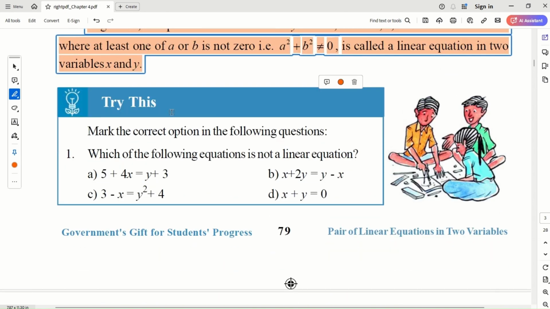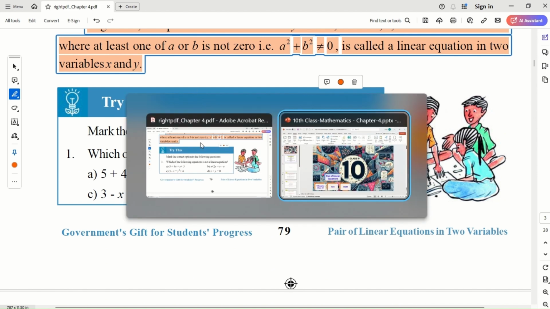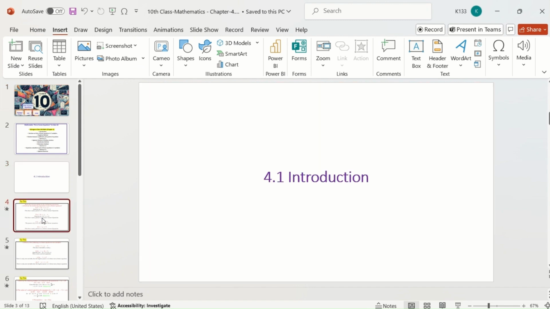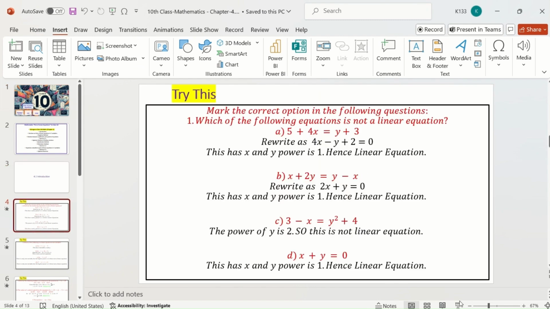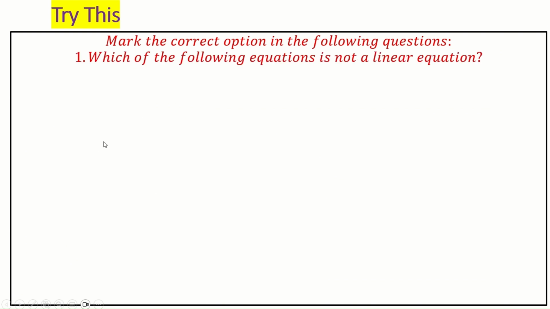Now let's do these examples which are given. Mark the correct options in the following questions. Which of the following equations is not a linear equation? 5 plus 4x equal to y plus 3. If you bring both y and 3 to the other side, the equation becomes 4x minus y plus 2 equal to 0, which is a linear equation in two variables.